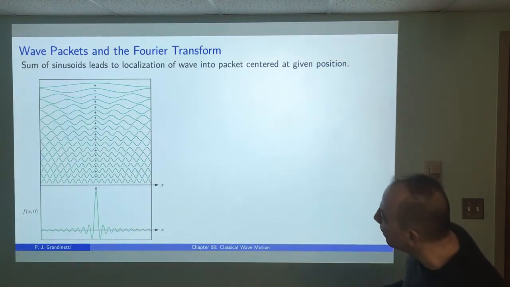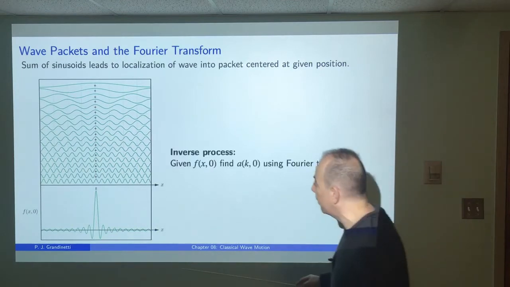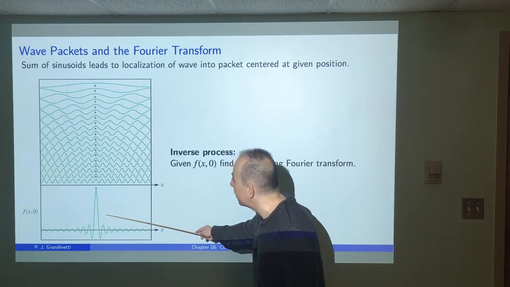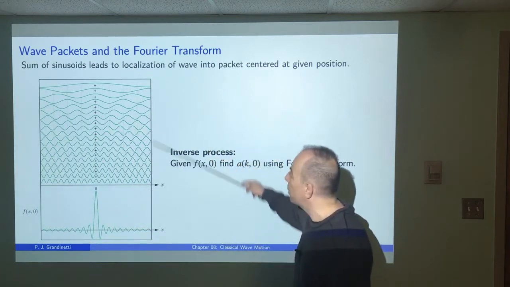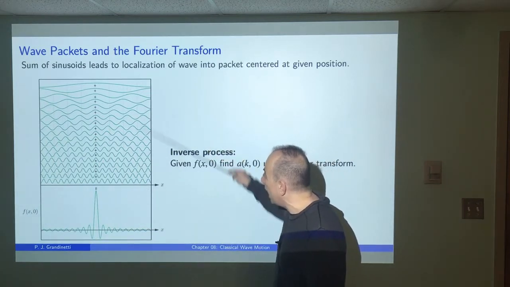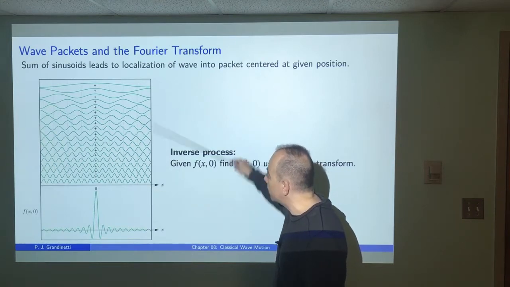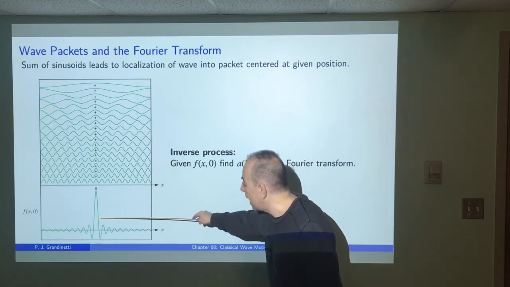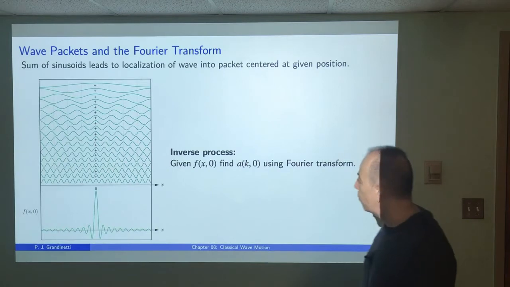So that's sort of another way of imagining what we're doing in the Fourier transform. What we want to do with the Fourier transform is say, given this, what is this decomposition? What are the different wave numbers and amplitudes that you need in order to add them together to get this wave packet?